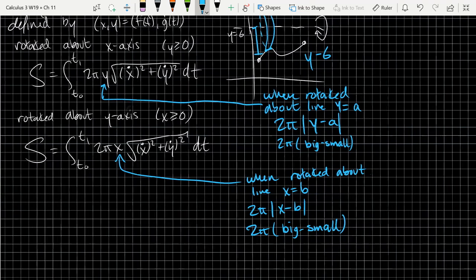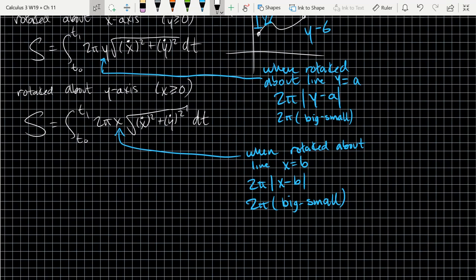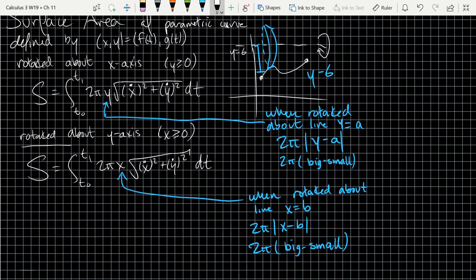All right, we're going to do the surface area of the asteroid now, rotate it about the x-axis. And these are important, put boxes around them.